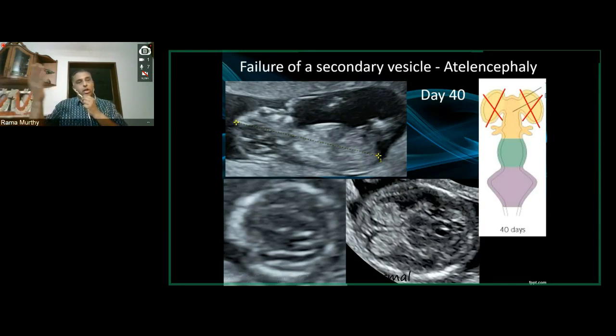So let's look at a very rare situation, but nothing is rare. Tomorrow, one of y'all might meet up in your own practices. Here is the fetus in question. A transabdominal ultrasound shows you the mid-sagittal section more or less. But what is striking here is I wasn't happy with the contour of the forehead over here. It looked a little flattened.